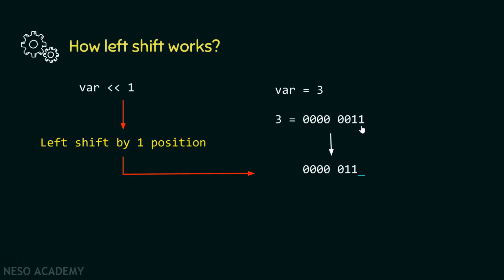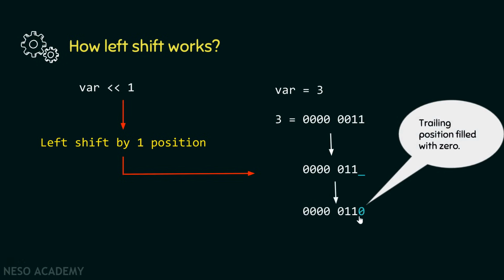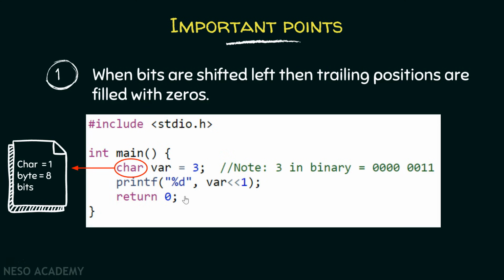This simply means that now this place is vacant. Isn't that so? This is how it looks. Now what is going to get filled over here? This trailing position will get filled with 0. Therefore the final result we got is 6, because 6 is the decimal representation of this binary representation. So the final output of this program is 6.